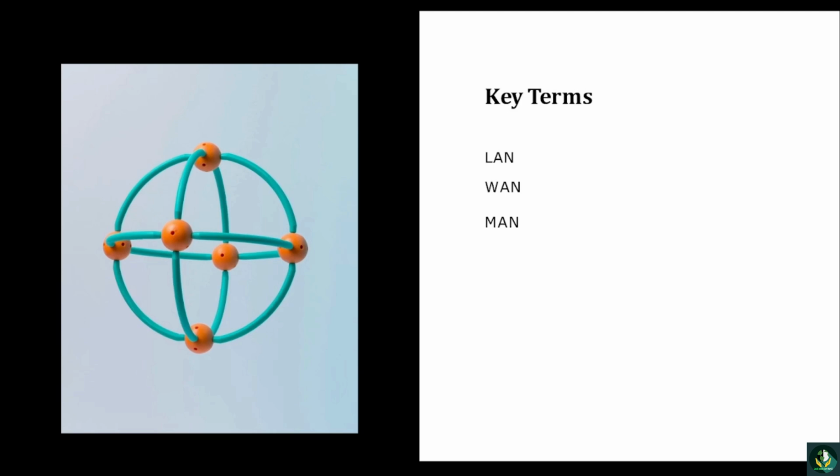Then we have a wide area network. A wide area network or WAN is a network that covers a larger geographic area than a local area network, such as cities, countries, or even continents. Last, we have the metropolitan area network or MAN, which is a type of network that covers a larger geographic area than a local area network, but is smaller than a wide area network. It typically spans a city or a large campus and is designed to connect various local networks. So among these three, the local area network is smaller in size, whereas the wide area network is larger in size.